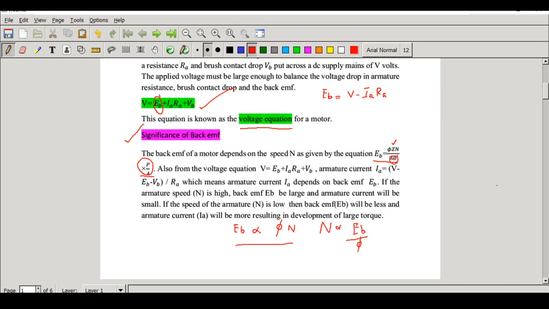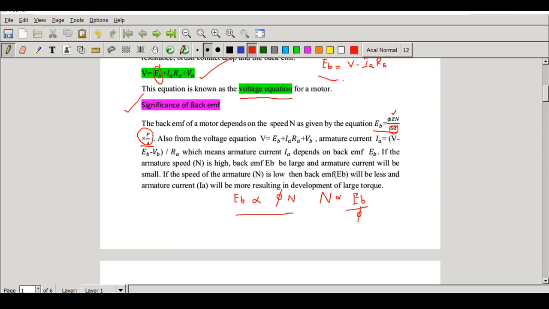Now we have learned another expression for the back EMF. See here, EB is equal to V minus IA RA. From that we can get the expression for the current. So IA is equal to V minus EB divided by RA, that is, input voltage V minus back EMF EB divided by RA. So from this relation, when the value of back EMF increases, what will happen to the armature current? Current will reduce. That means they are inversely proportional.